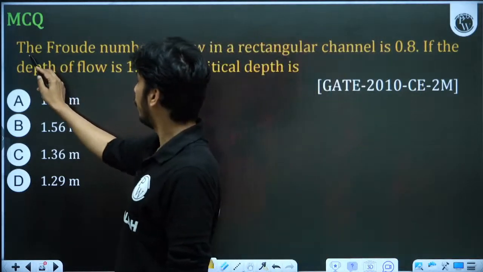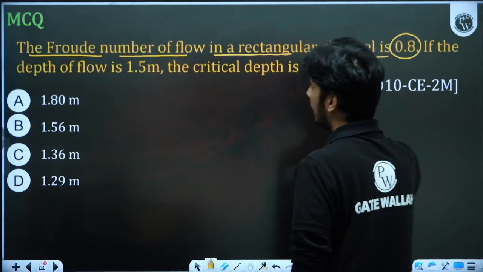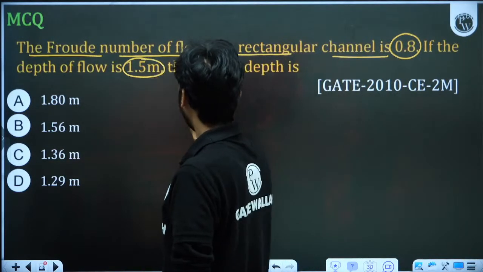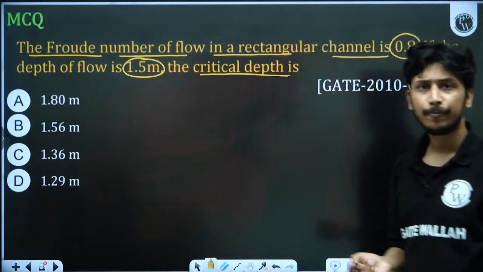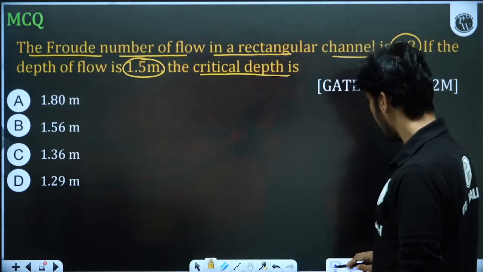नेक्स्ट, द फ्राउड नंबर ऑफ फ्लो इन अ रेक्टेंगुलर चैनल इज 0.8। ठीक है, इफ द डेप्थ ऑफ फ्लो इज 1.5, द क्रिटिकल डेप्थ इज? तो ये बहुत सिंपल कॉन्सेप्ट है ना। इज इट क्लियर? समझ में आ गया?